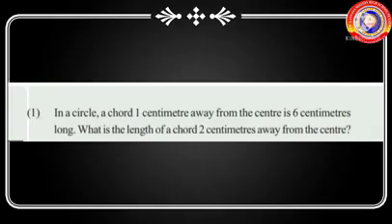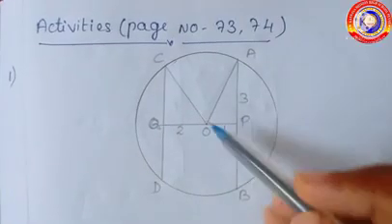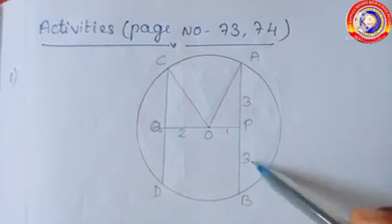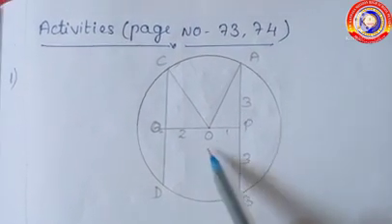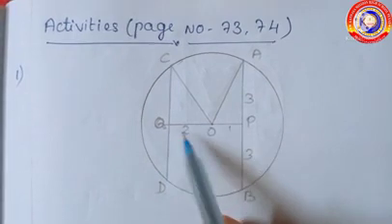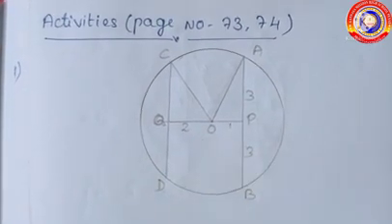Okay children, now let's do the activity questions in your textbook, page number 73 and 74. First question, in a circle, a chord 1 cm away from the center is 6 cm long. What is the length of a chord 2 cm away from the center? In this figure, two chords are given, that is AB and CD, and length of one chord is given, that is 6 cm. We have to find the length of the other chord.